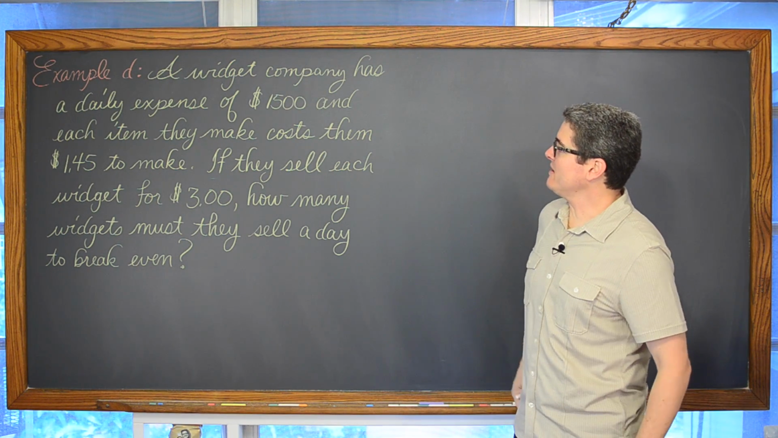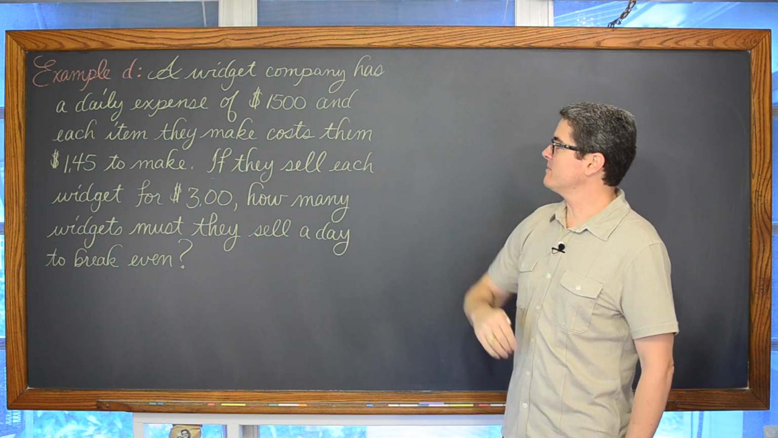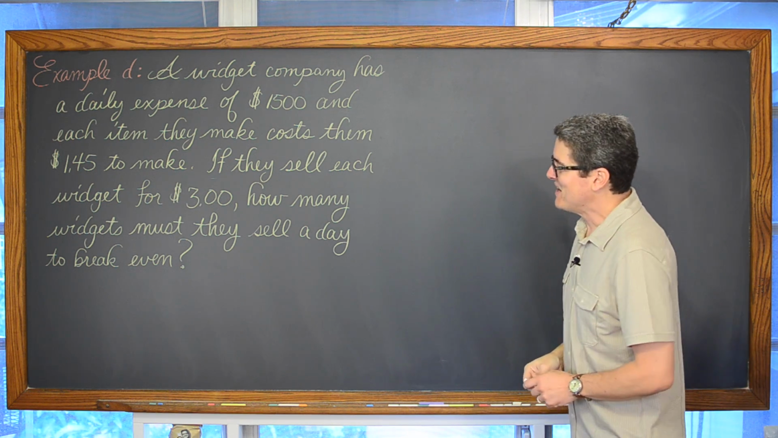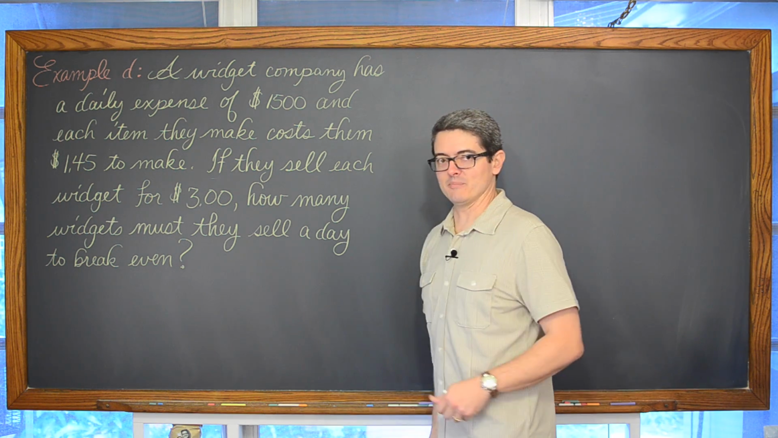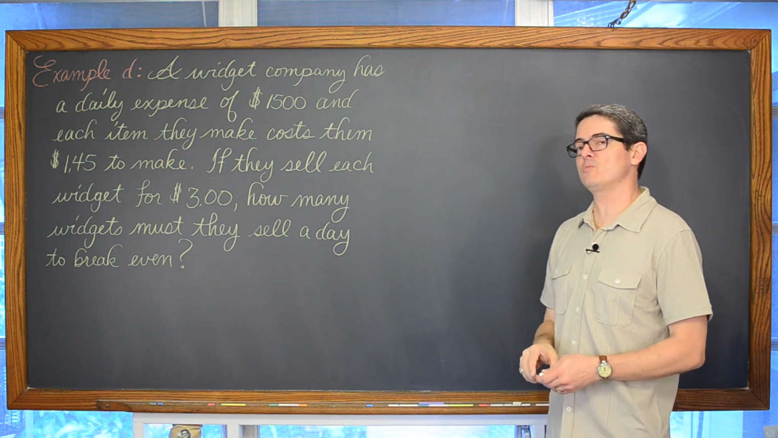A widget company has a daily expense of $1,500, and each item they make costs them $1.45 to make. If they sell each widget for $3, how many widgets must they sell a day to break even?